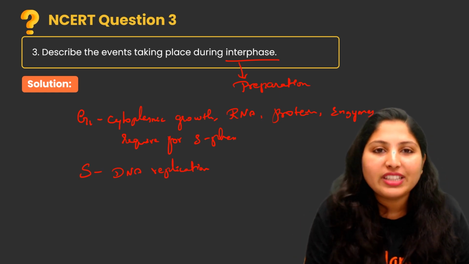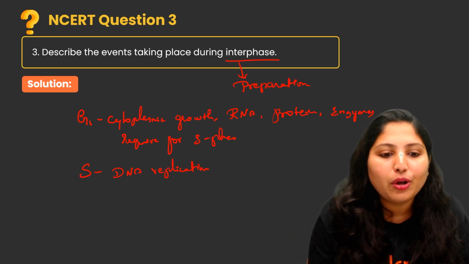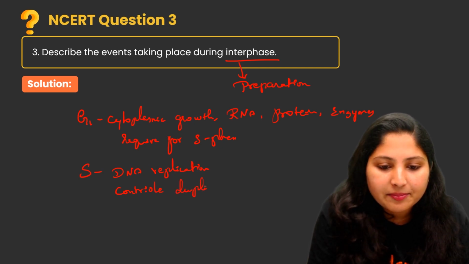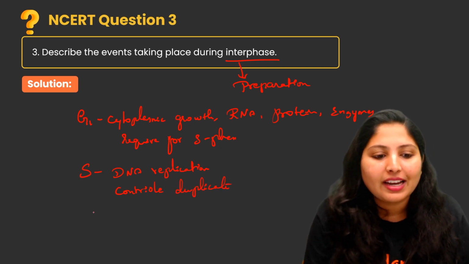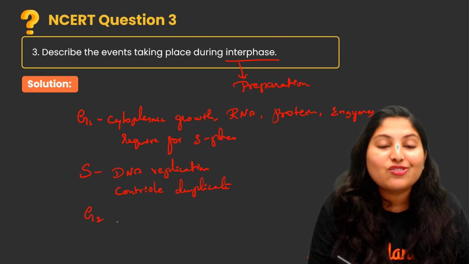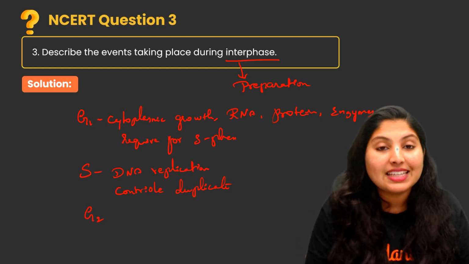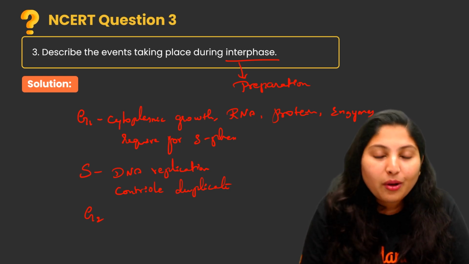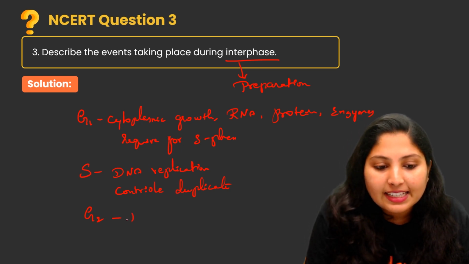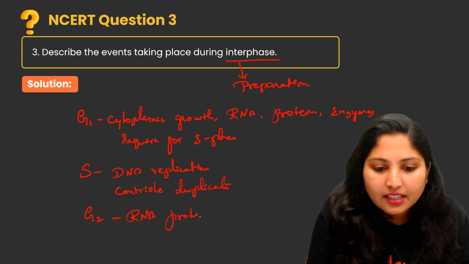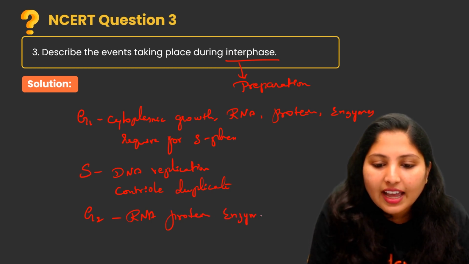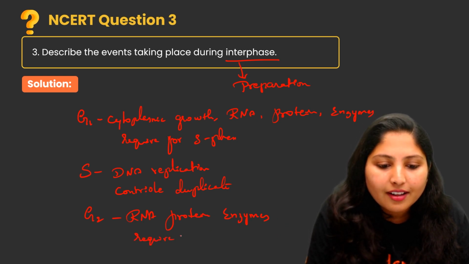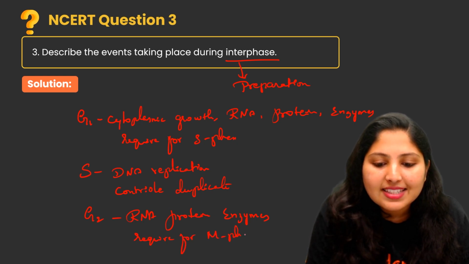One more thing happens: in the cytoplasm, the centriole duplicates. The third phase is known as G2 phase or gap 2 phase. What happens in gap 2 phase? The cytoplasmic content increases, that means RNA, protein and enzymes required for M phase are prepared here.